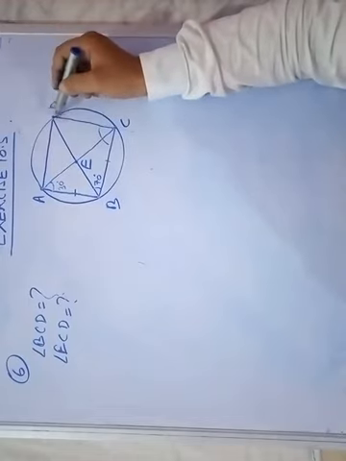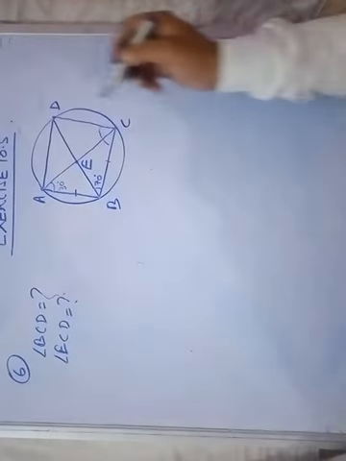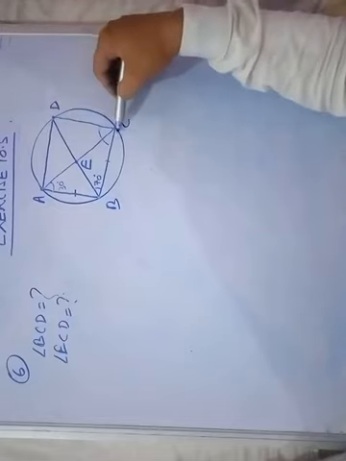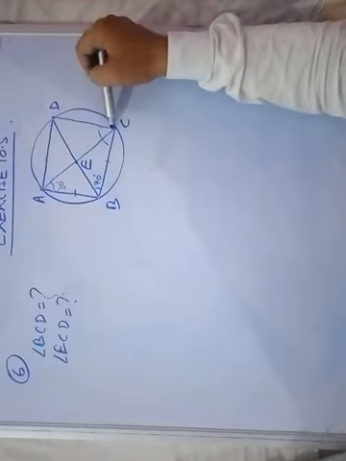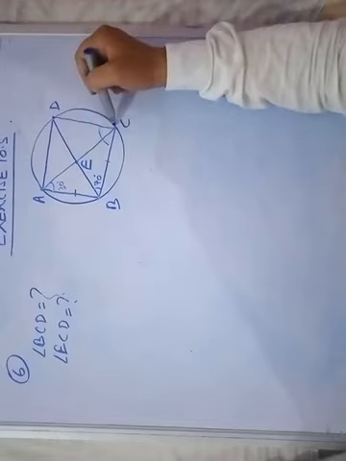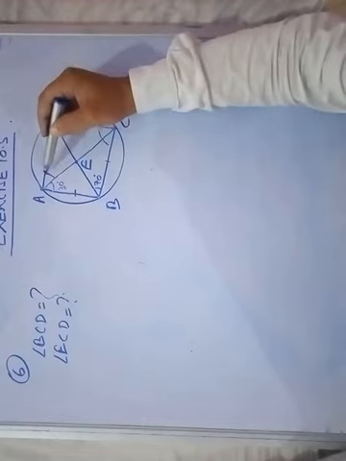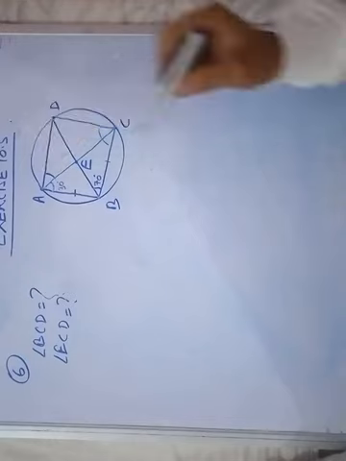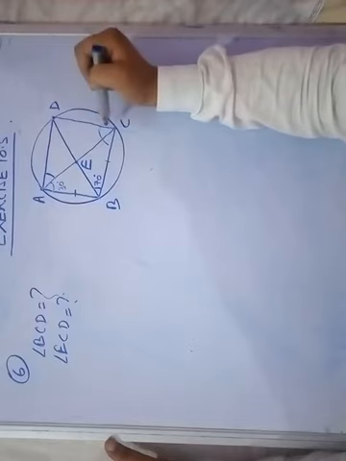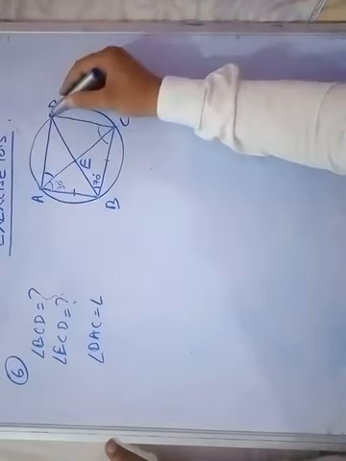So one theorem is angles in the same segment of a circle are equal. So in this segment, DBC and DAC, both the angles are in the same segment. These two angles are in the same segment, so these two angles are equal. Angle DAC equal to angle DBC.